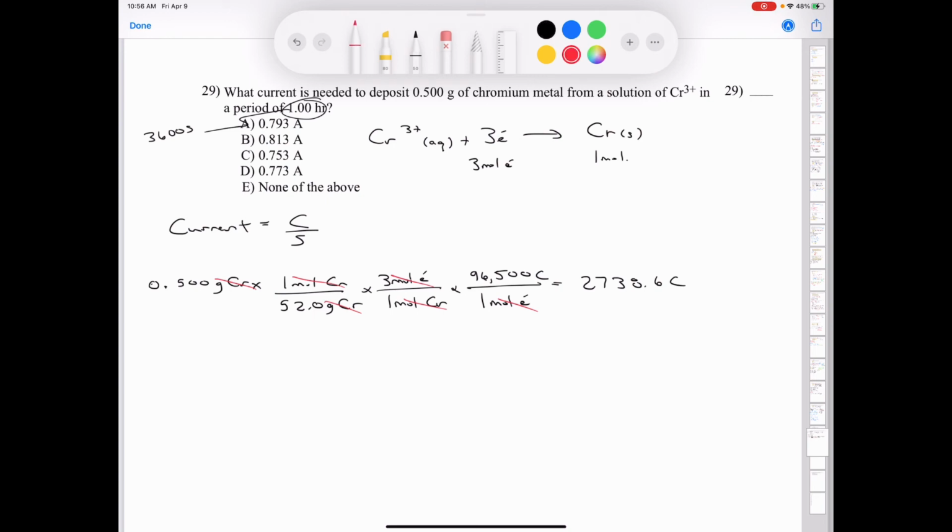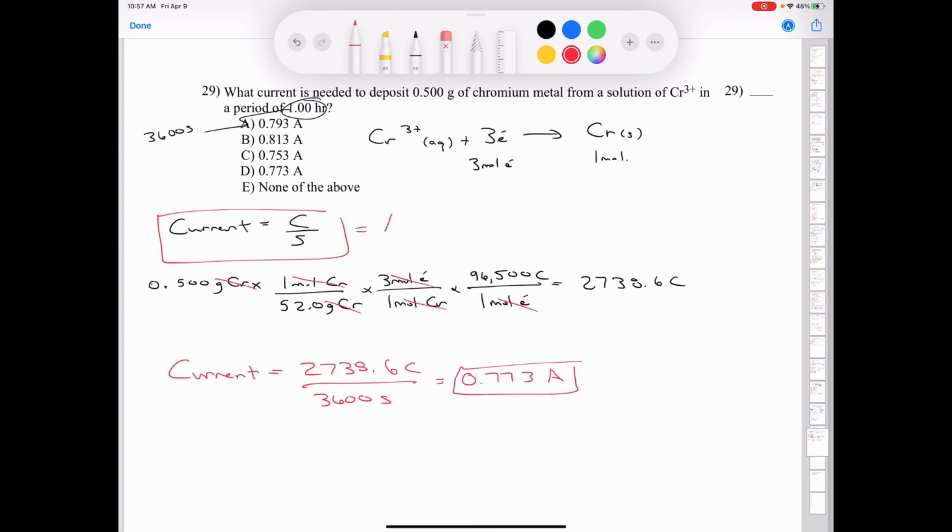So in order for me to determine the amount of current required, the current is going to be equal to 2,738.6 coulombs divided by 3,600 seconds, the amount of time, and I end up with 0.773 amperes, because an ampere is equal to a coulomb per second.